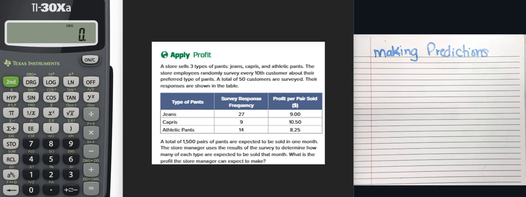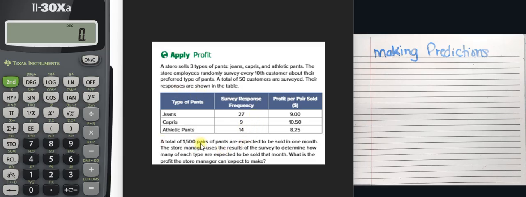Right, so we have a store and they are selling three types of pants. They're selling jeans, capris, and athletic pants. The store employee randomly surveys every 10th customer about their preferred type of pants. A total of 50 customers are surveyed and their responses are shown below in the table.